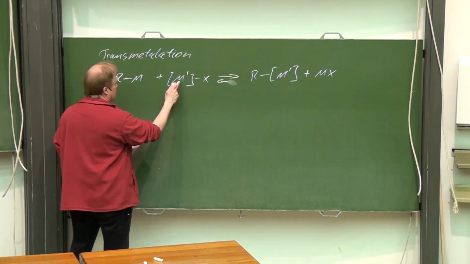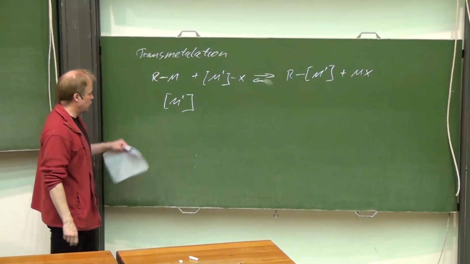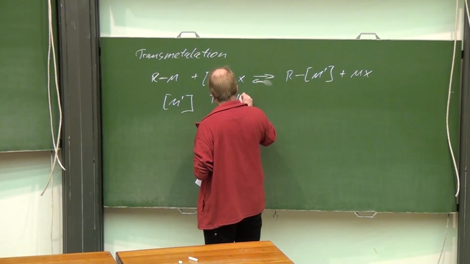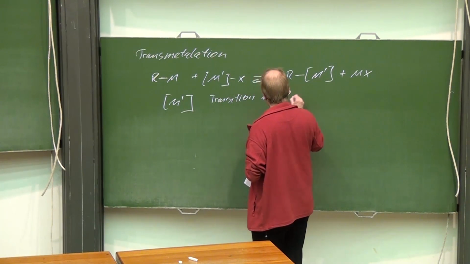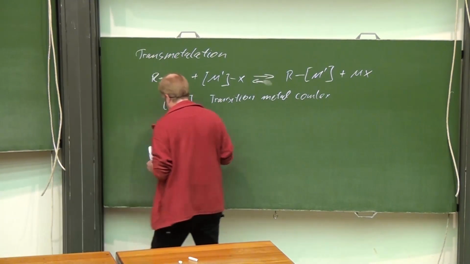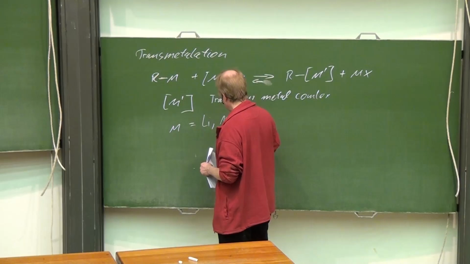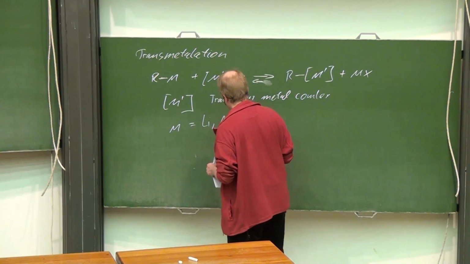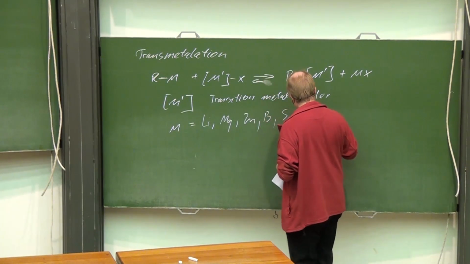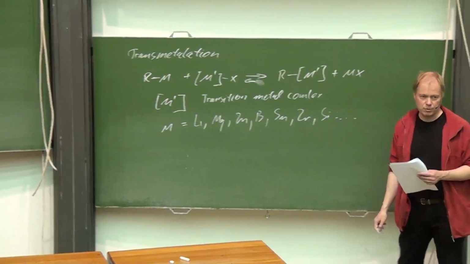where M prime in brackets symbolizes a transition metal complex or complexated transition metal, and M, well, can be lithium, magnesium, zinc, boron, tin, zirconium, silicon, and some more.